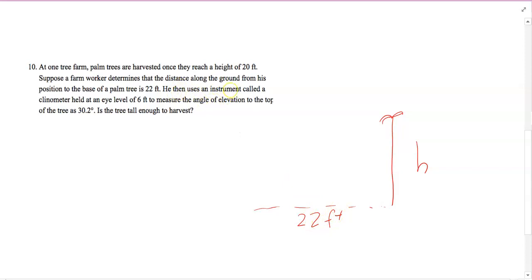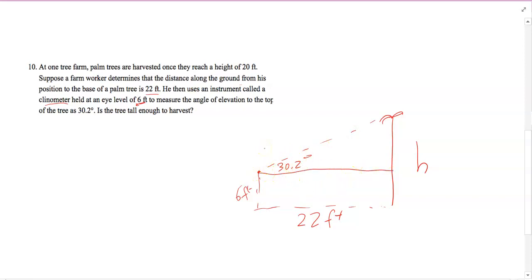And the guy, how tall is he? He is 6 feet tall, right? So he's 6 feet. He uses a clinometer to measure the height of the tree, and from there the angle is 30.2 degrees, so 30.2 degrees.